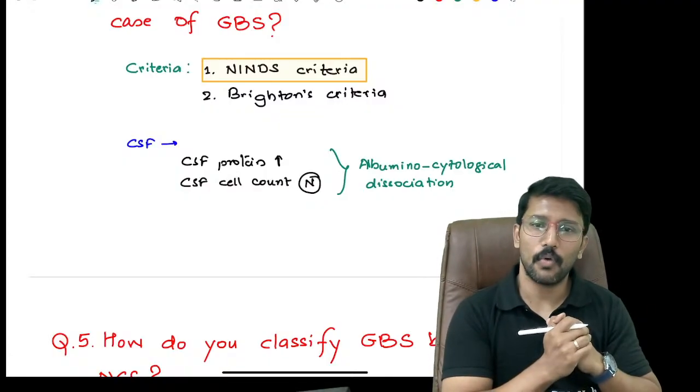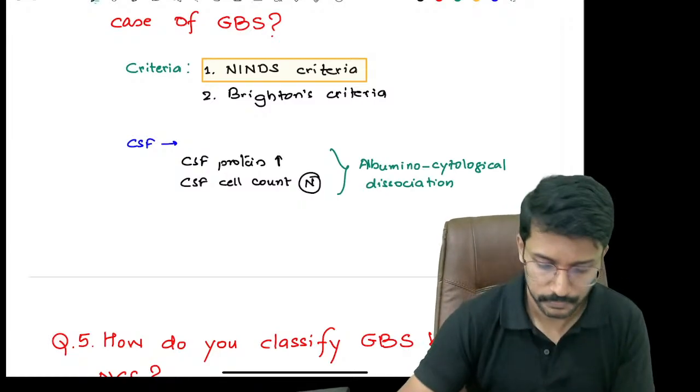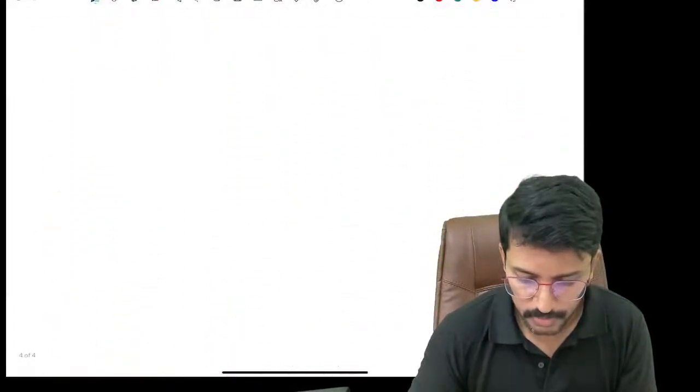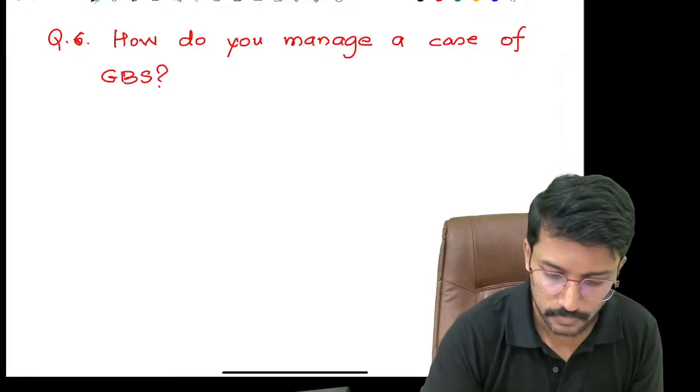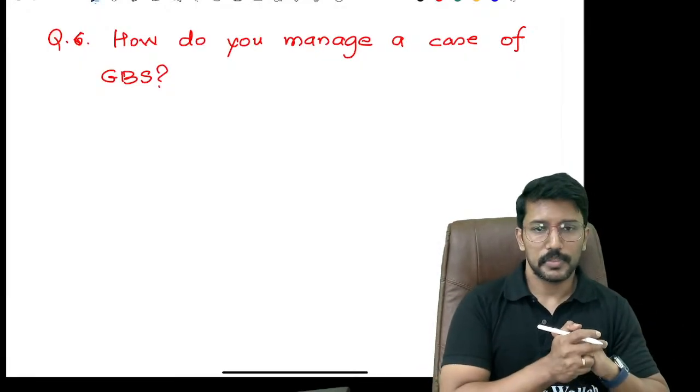Can you tell me in what other conditions you can get albuminocytological dissociation apart from GB syndrome? Apart from GB syndrome. Okay. Now coming to the management of GB syndrome.